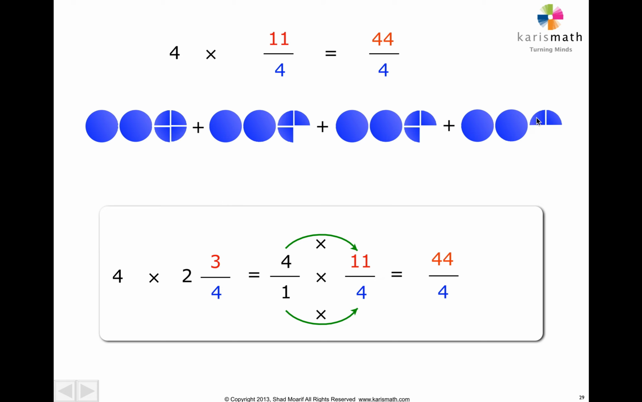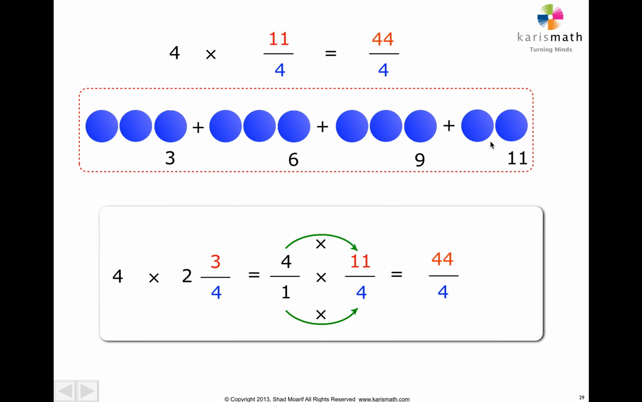And then one of these quarters goes here, and this one goes over there. So we get another whole here, another whole here, and another whole here. So altogether we have 3 and 3 is 6, and 3 is 9, and 2 is 11. 11 wholes. That's what we get out of 44 quarters. So that's an interesting way to look at it. Break them into the parts that are shown and then multiply all the small parts.